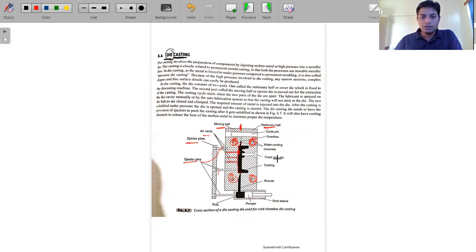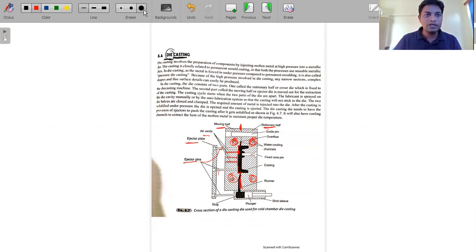So this is the fixed pin. Here we are providing this to hold the fixed die. And here we are using the gate, and this is a runner. A runner is just like a horizontal passage, whether horizontal or vertical, but it's a flat section. We had already discussed that in the design.